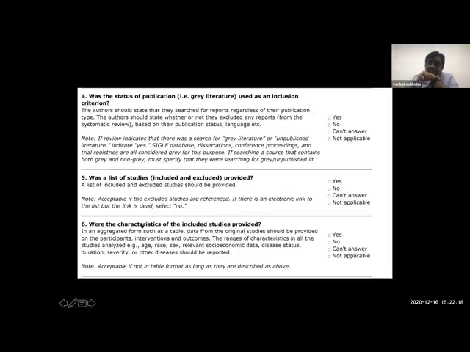Next is, were the characteristics of the included studies provided? This mainly you have to see in your table. As I just explained in the previous slide, three parameters have to be captured: participants, intervention, and outcome. If the table has these three parameters, then you can straight away give yes.